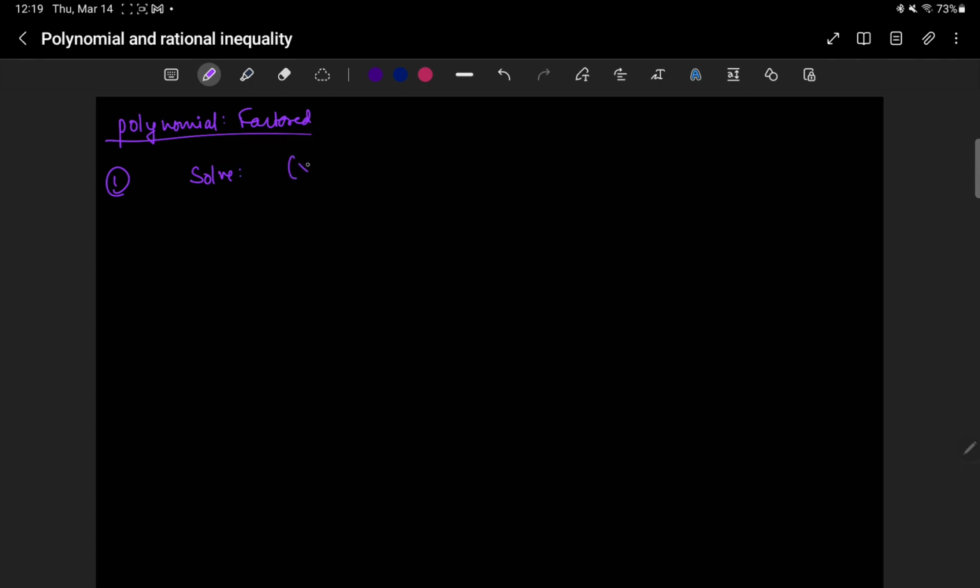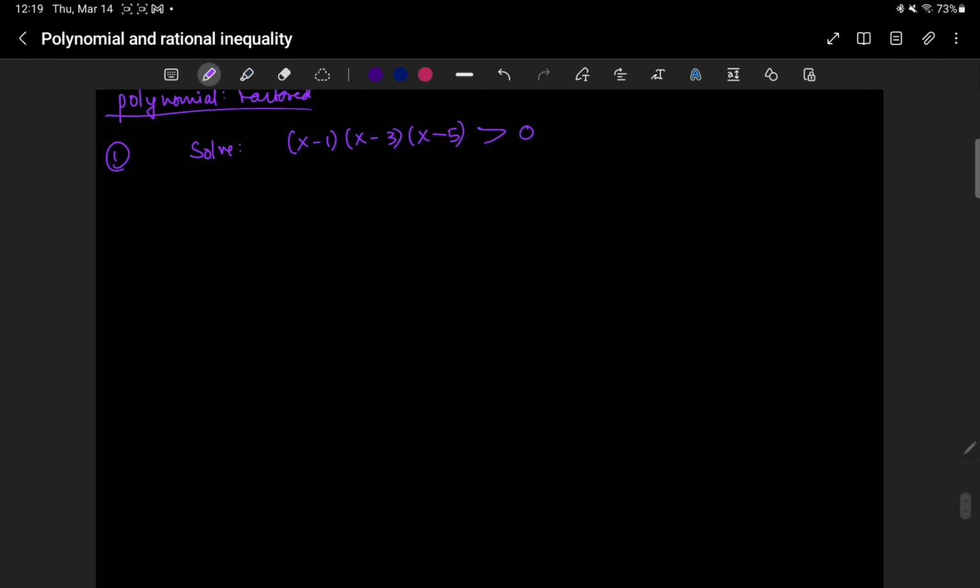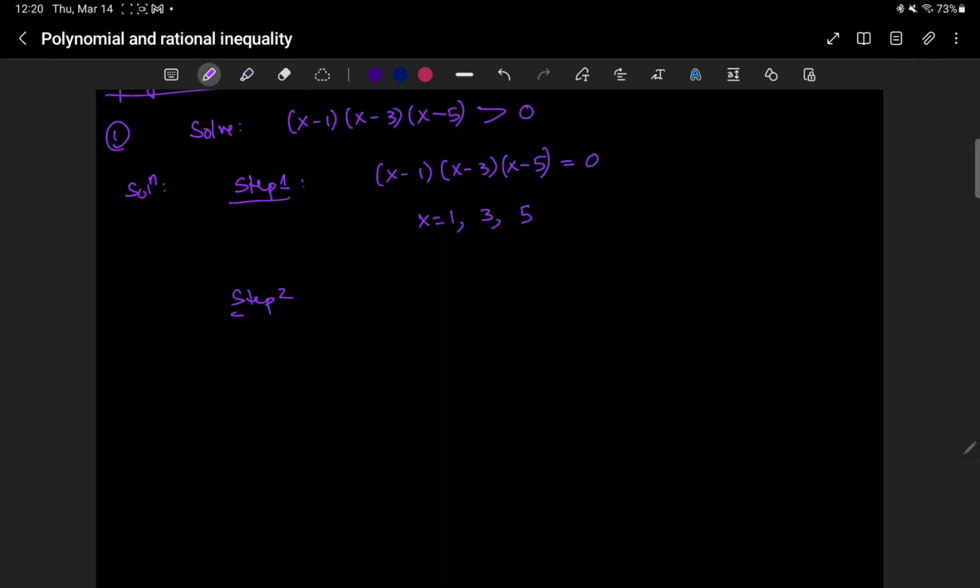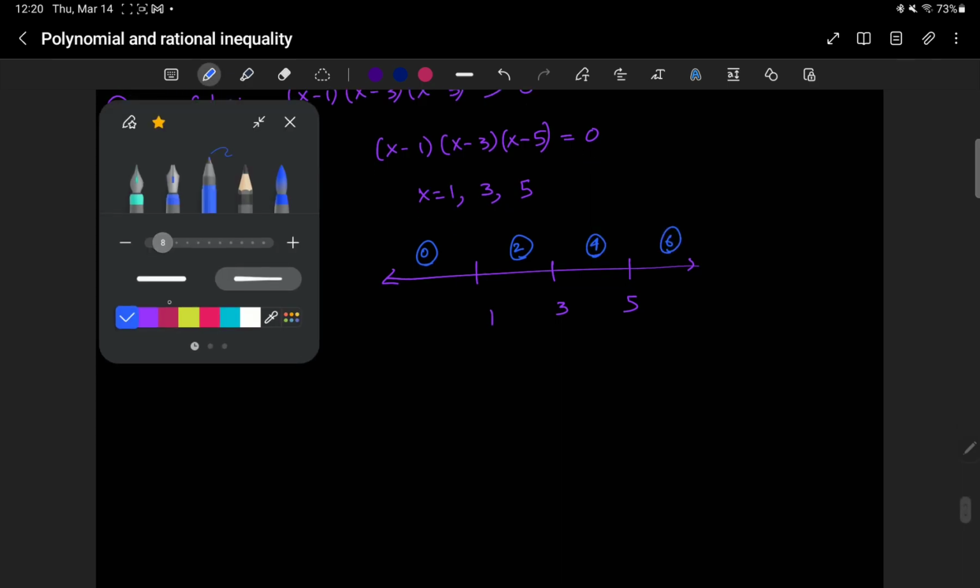So suppose it says solve (x minus 1)(x minus 3)(x minus 5) greater than 0. So here's my solution. Step 1, I'm going to find the zeros. Since it's already in factored form, solving this will directly give me the 3 numbers I'm interested in: 1, 3, 5. Step 2, you're going to mark those out: 1, 3, 5. I'll use a different color to pick these test points. In this case, there are 4 test points.